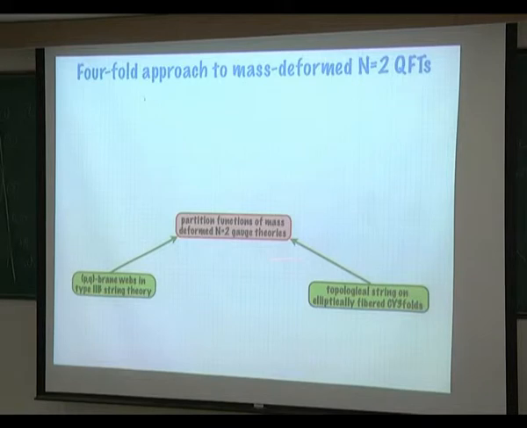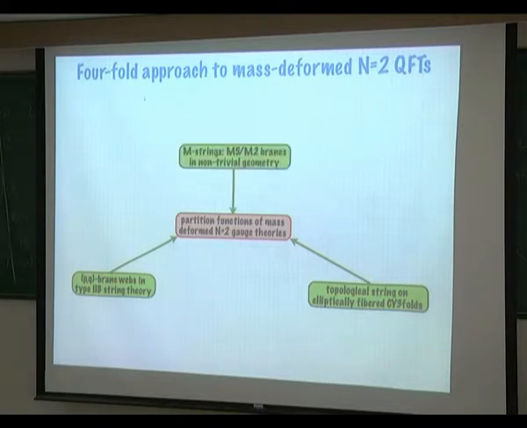The next corner, I will reproduce the same results from the topological string on a particular elliptically fibered Calabi-Yau manifold, which is induced from this PQ brane web. The third approach I want to advocate is the M-string picture, which was introduced by Haghighat and collaborators a little while ago. So this is M5 and M2 branes, intersecting M2 branes in some non-trivial geometry.